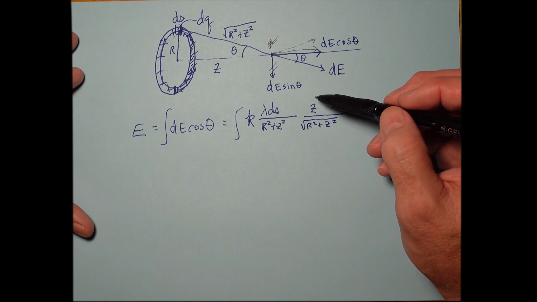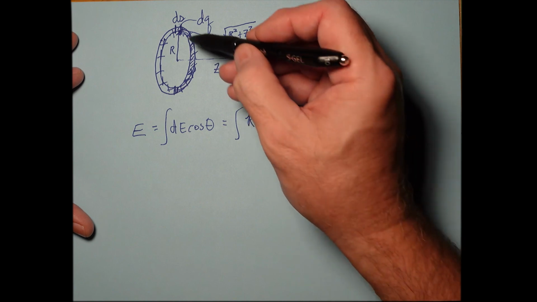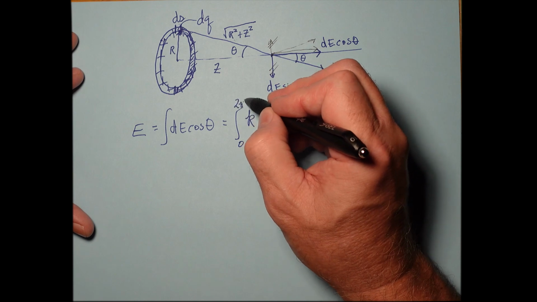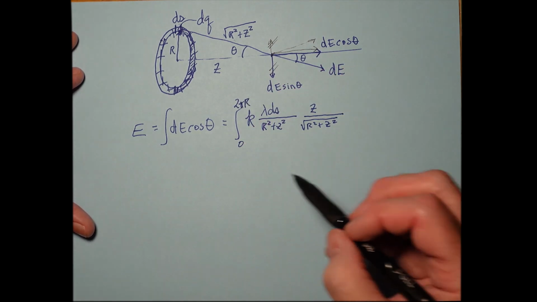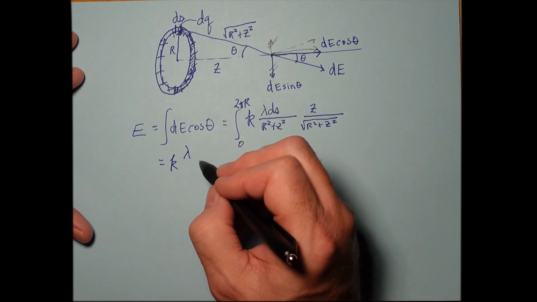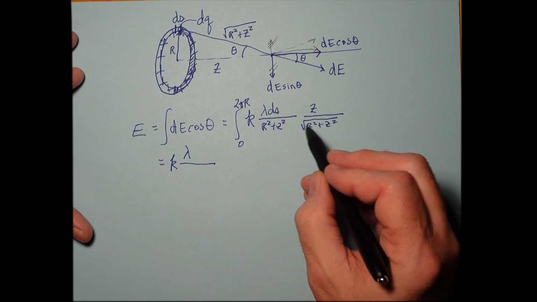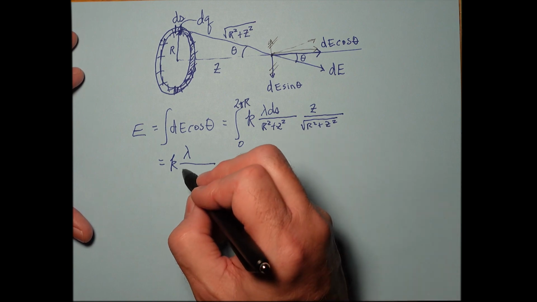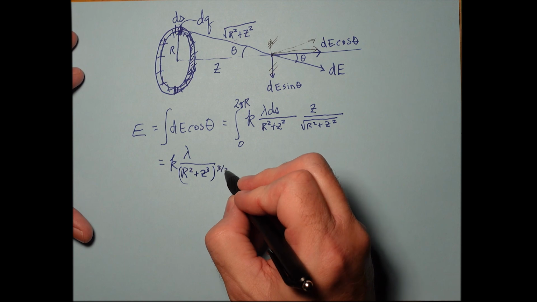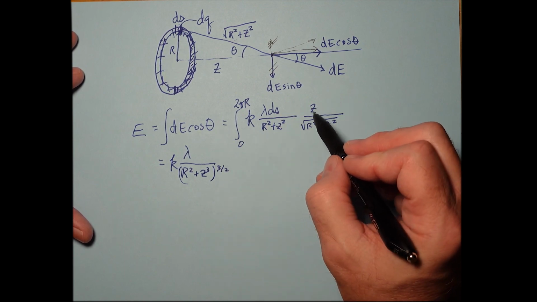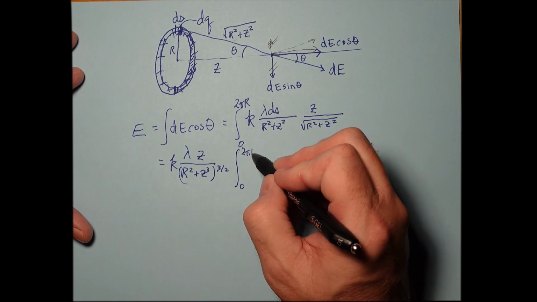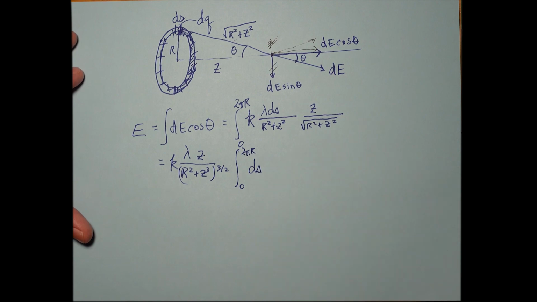Let's see what the limits of our integration are going to be. We need to go around the whole circle, and we're integrating ds, so it's going to be from 0 to 2 pi R. Let's factor out the constants. K is a constant, lambda is a constant, everything on the bottom is a constant, so we have r squared plus z squared to the 3/2 power. This z on top is also a constant, so we can factor that out. So what are we left with? 0 to 2 pi r of ds.